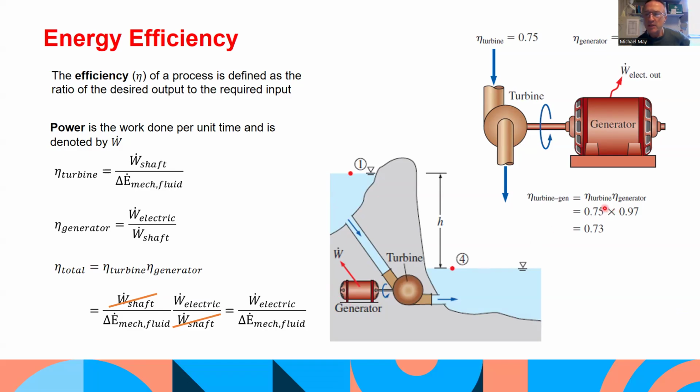So in this example, the turbine has an efficiency of 0.75 and the generator has an efficiency of 0.97. According to this equation down here, we can simply multiply those two together and we'll get the efficiency of the whole system.